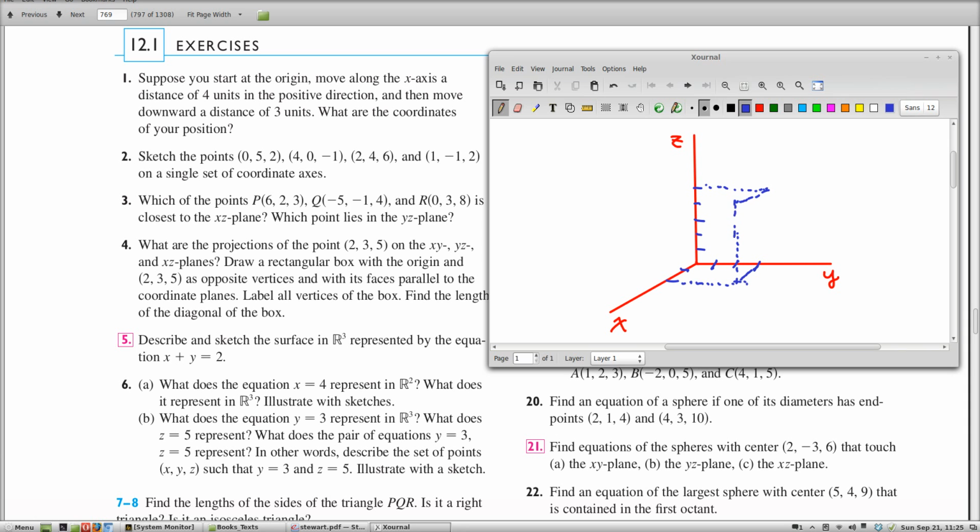It seems like this point is going to be plotted somewhere right there. So let's say that's the point, and we're going to look at its projection on the various planes. Let's just do them one at a time here. What's the projection of this point on the xy plane?